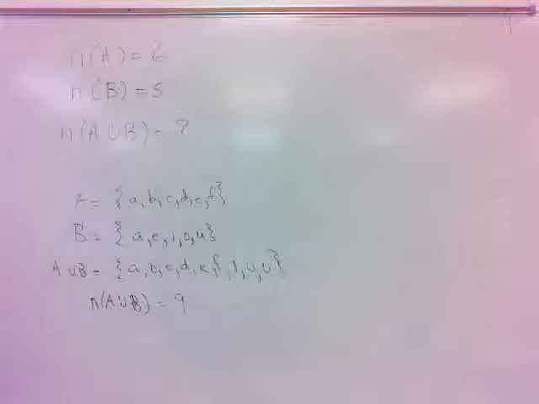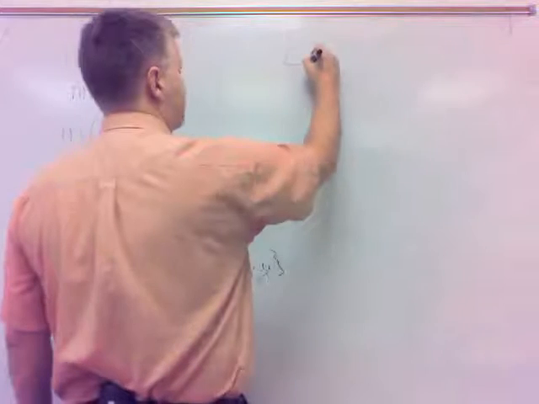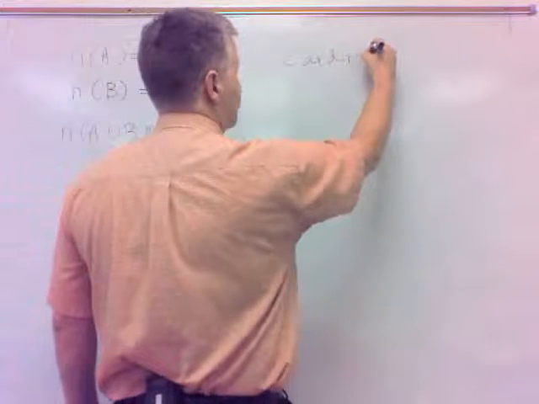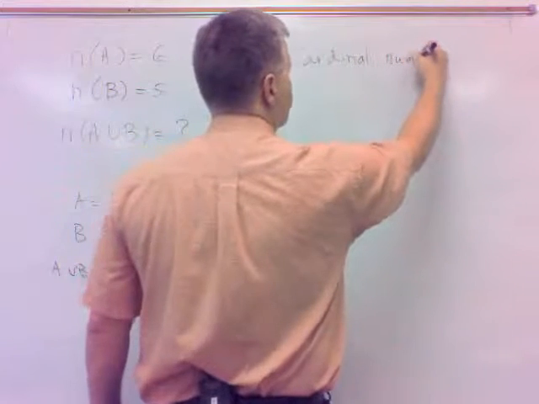Okay. Well, if you think about it, there is a relationship between these, and that's where we're going with this. That is what the book calls the cardinal number formula, or what's known as the cardinal number formula.